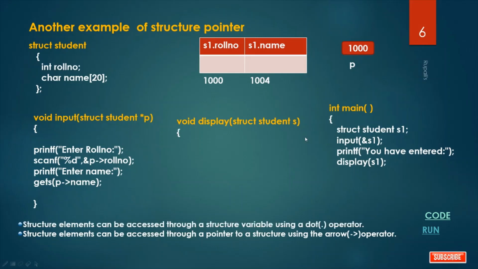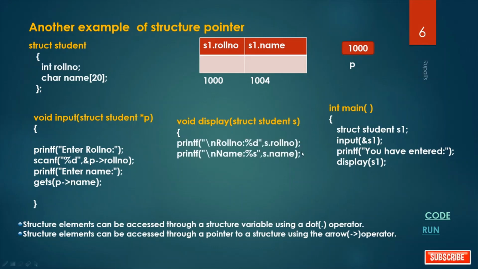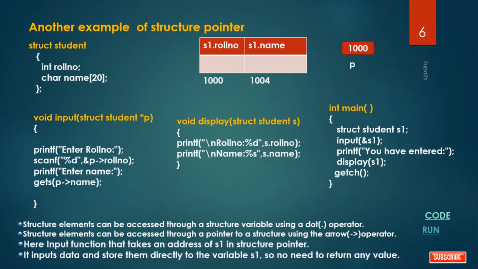Now when you are only passing the object, then no need to write the arrow operator. Here you have to write the dot operator. So a structure element can be accessed through a structure variable using a dot operator. So if you want to print, just write s dot roll number and s dot name. In this way you can print.